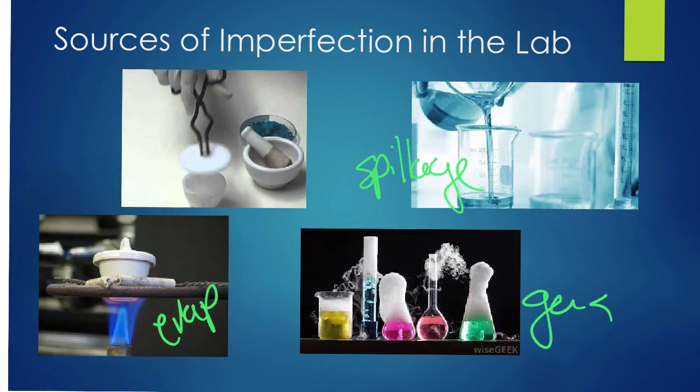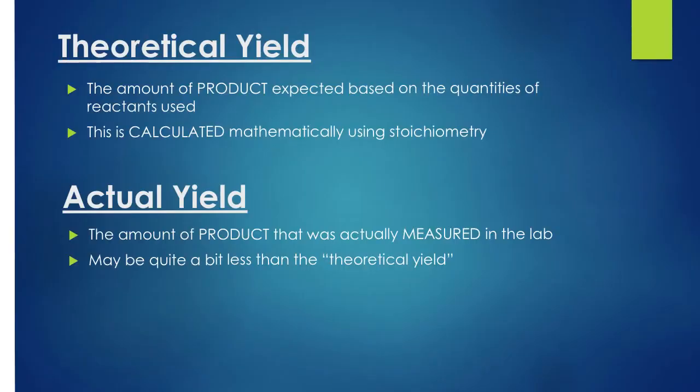There are dozens and dozens of reasons you can have imperfections in a lab, and so we want you to try to really analyze those examples, and a lot of them will be reaction and experiment specific. So hopefully as you go through these labs, you'll think about these ideas.